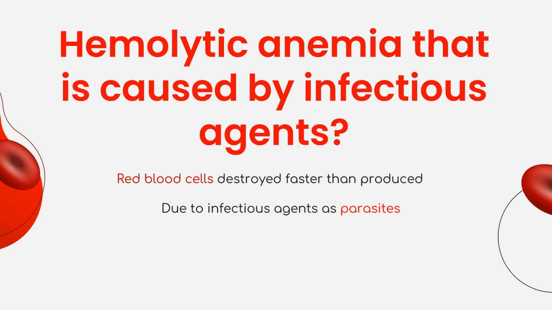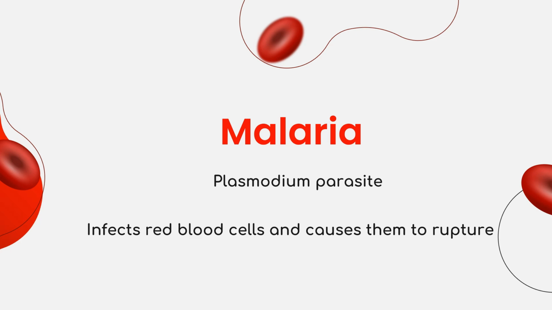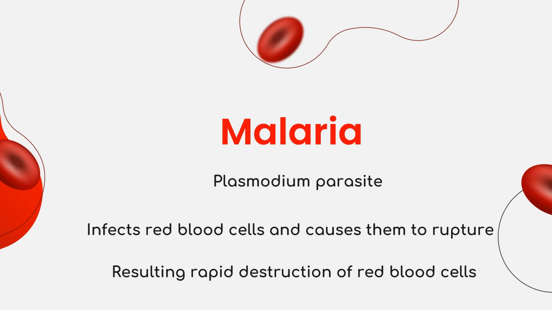Many people may not be aware that certain infectious agents can actually cause hemolytic anemia, a condition where red blood cells are destroyed at a faster rate than they can be produced. One of the most common infectious agents that causes hemolytic anemia is malaria, a serious and sometimes fatal illness caused by the Plasmodium parasite. The parasite infects red blood cells and causes them to rupture, leading to a rapid destruction of these cells and ultimately resulting in anemia.